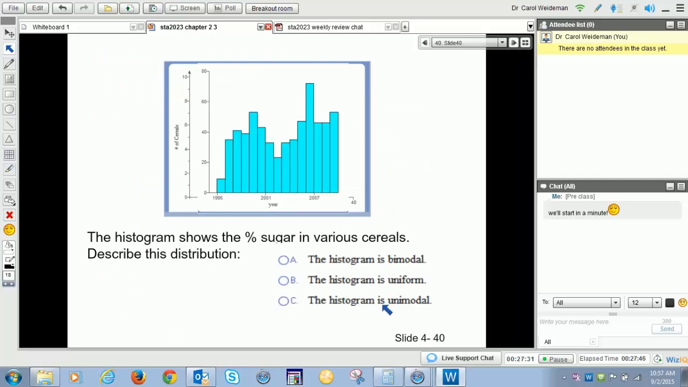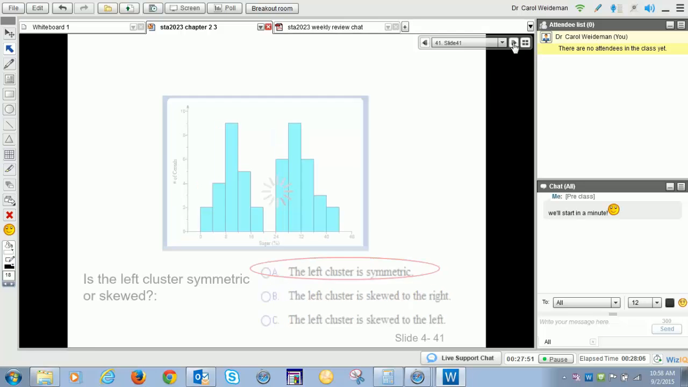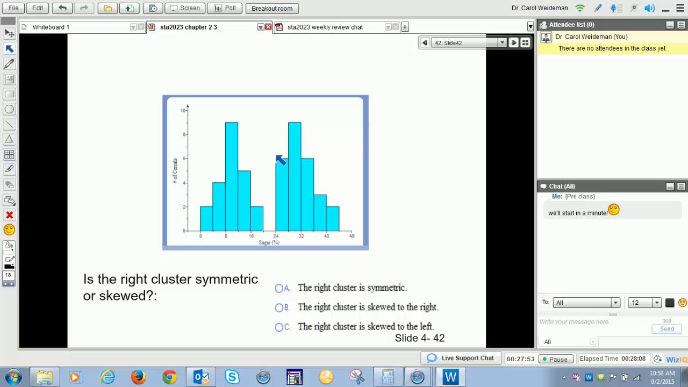Okay, here's a couple of questions. This histogram is supposed to be, again, the sugar in the cereals, and describe it. Again, we talked about it. This is a definitely bimodal distribution. Let's just look at the left cluster now. Is this symmetric or skewed? This is actually fairly symmetric. Again, I mentioned it's not going to be perfect, but it's fairly symmetric. And then how about the right cluster? This cluster is going to be skewed to the right.